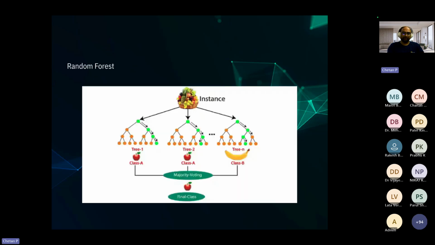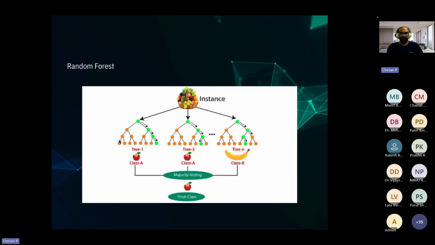So this is a pictorial example. Let's say you have a fruit basket, and a person is saying that the fruit color is red, it tastes sweet, and its shape is almost round, right? So these are my input features. Now, based on this, these are decision tree 1, tree 2, and tree 3.